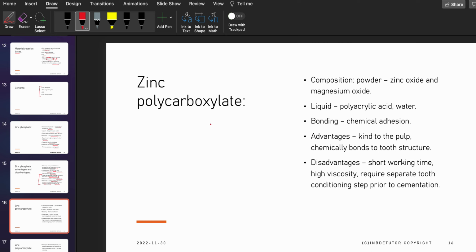Moving ahead, let's talk a little bit about zinc polycarboxylate. Again, the composition: powder is zinc oxide and magnesium oxide. Here the liquid is polyacrylic acid and water. The bonding is chemical adhesion, whereas with zinc phosphate it was mechanical. Advantages: it is kind to the pulp unlike zinc phosphate. Chemically bonds to the tooth structure. Disadvantages: it has a short working time. It is highly viscous. Requires a separate tooth conditioning step prior to cementation, like etching.